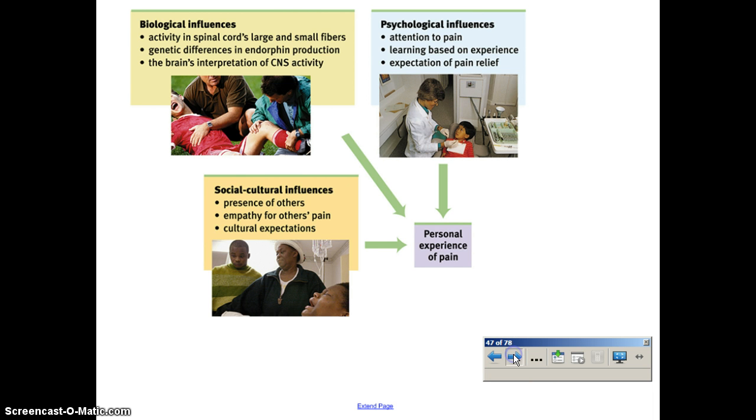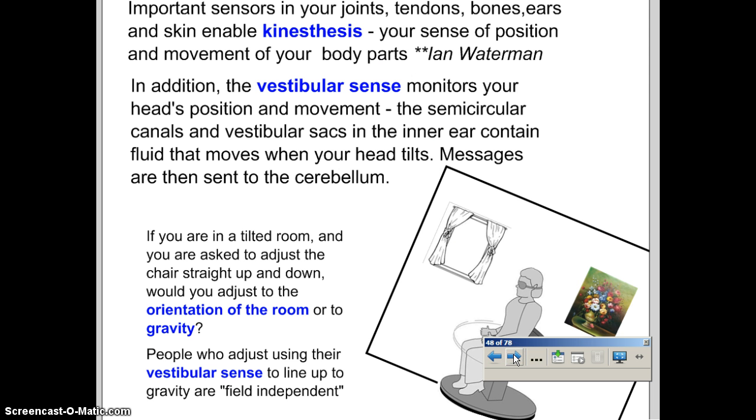Next, let's consider the kinesthetic and vestibular sense. Sensors in your joints, bones, tendons, ears, and skin create your kinesthetic sense, your awareness of the movement of your body. This is a sense we truly take for granted. We don't have to think about how to sit up or stand up. We know how to position our bodies to jump or roll.